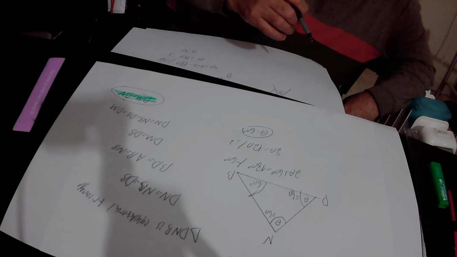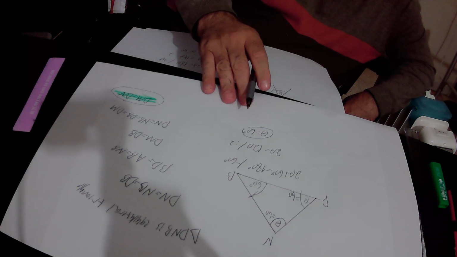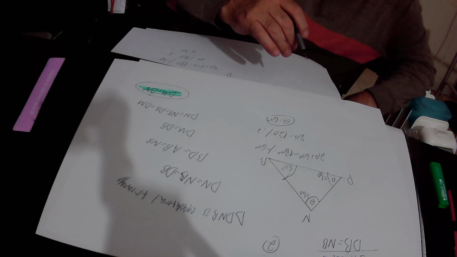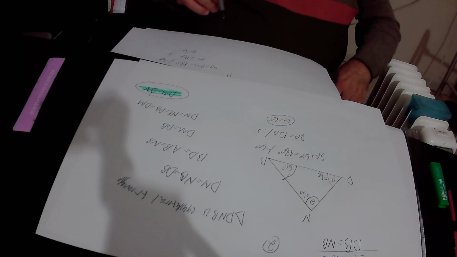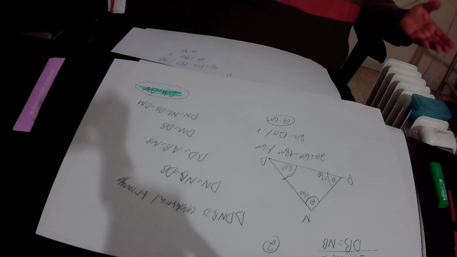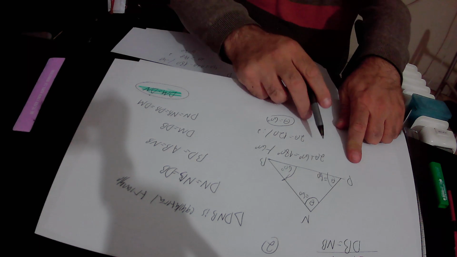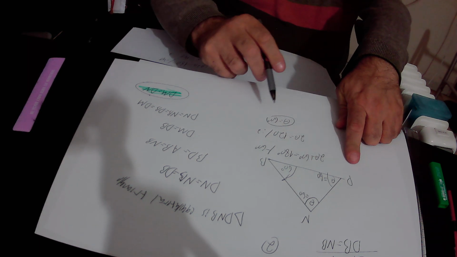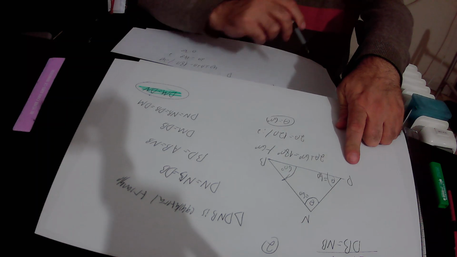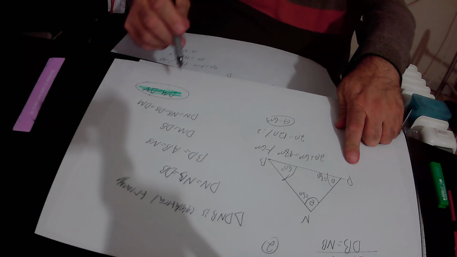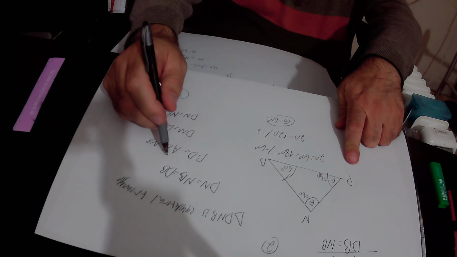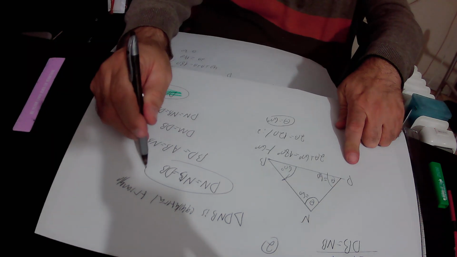Therefore, triangle DNB is an equilateral triangle. All of its angles are equal to 60 degrees, so all of its sides must also be equal to each other. DN equals NB equals DB.